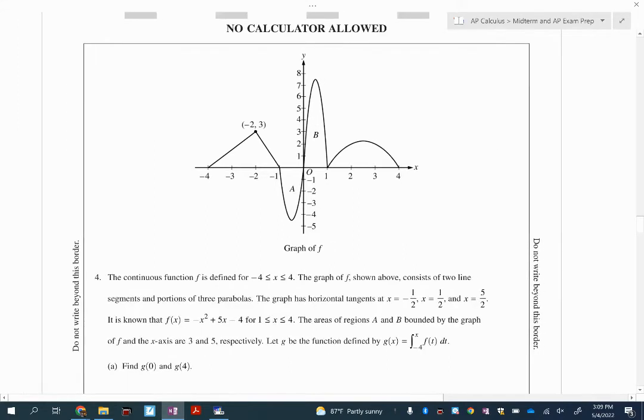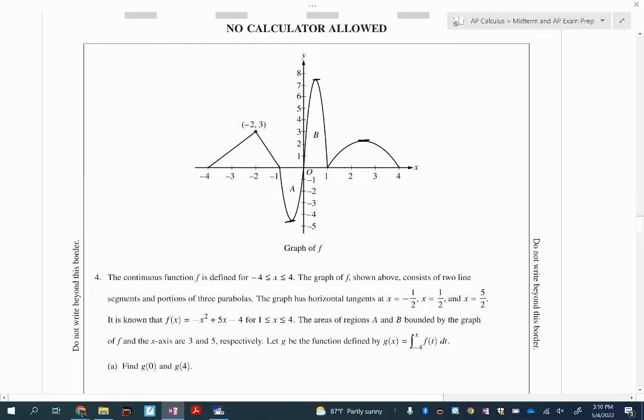We're going to do number 4 together. All right, it's got 3 parts. So if you look at this, it's giving you the graph of f from -4 until +4. They're telling you that there are horizontal tangents at x equals -1/2. So I'll put those there for you if you want. So x equals -1/2, x equals +1/2, and x equals 5/2.